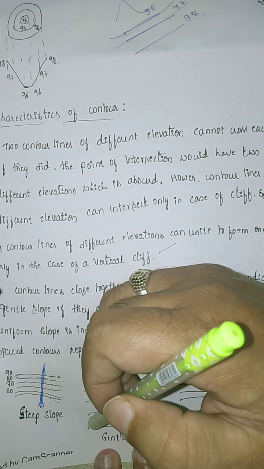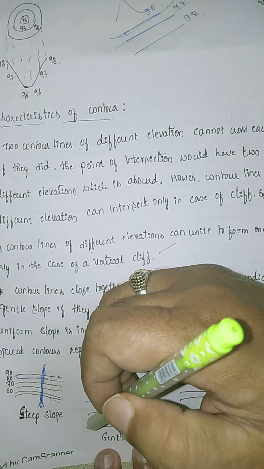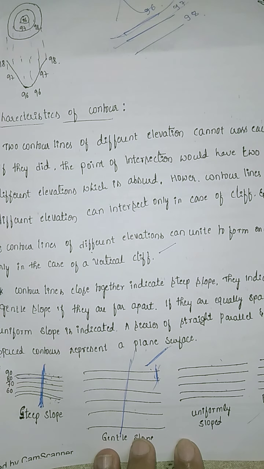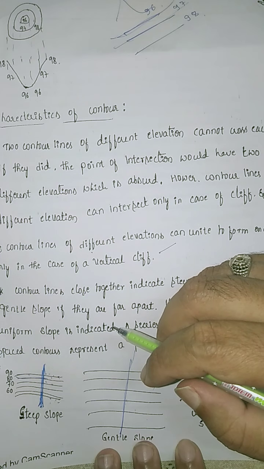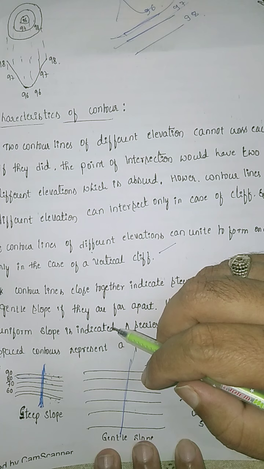A closed contour line with one or more higher ones inside represents a hill.